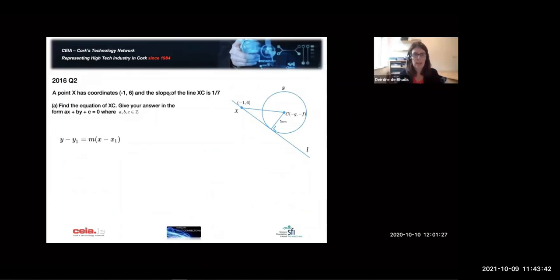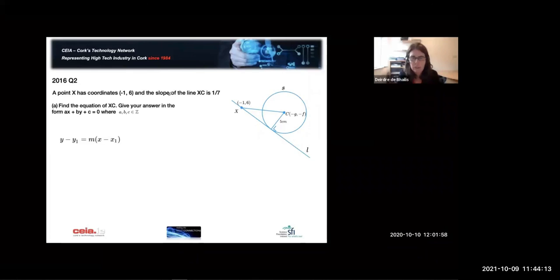2016, we have question 2 there, and that is: a point X has coordinates -1 and 6, and the slope of the line XC is 1/7. So they want us to find the equation of XC and to give our answer in the form ax + by + c = 0. Again, they're telling us that a, b, and c are members of Z.